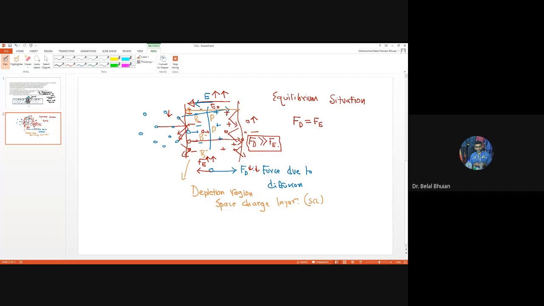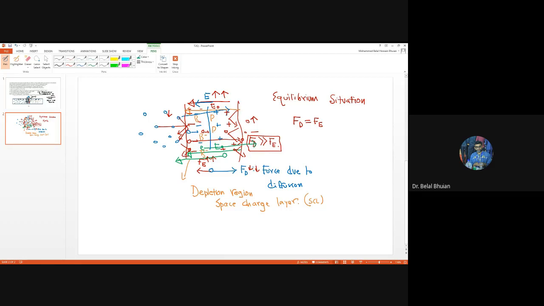Now, if somehow you want to bring any holes, for example, let's say you want to introduce a hole here, you drop a hole here. What is going to happen? As soon as you bring one hole here, it is going to encounter an electric field. Under the influence of this electric field, the field will push the hole out of this region. Or if you bring an electron, as soon as you bring one electron, this electric field will push the electron out of this region.